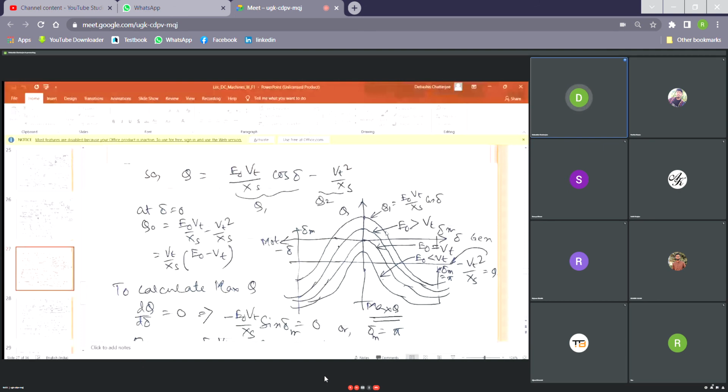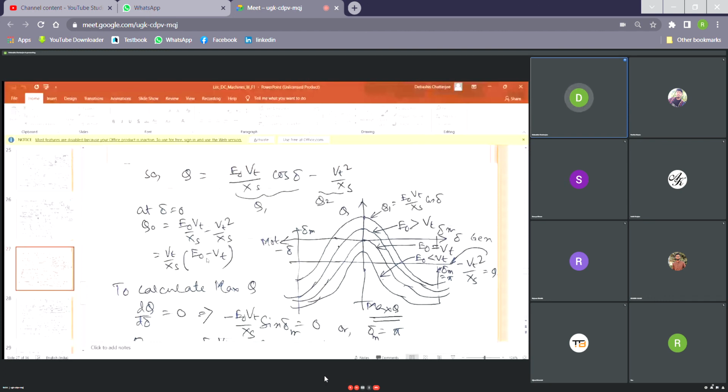That means at delta equal to 0, if you find it, it will be actually E0 VT by XS minus VT square by XS. So VT by XS common now, it will be VT by XS into E0 minus VT. Again, similar situation. Normal excitation E0 equal to VT, the resultant will be 0. That means the curve will pass from the origin. That means E0 equal to VT, the third plot shown, for both plus delta and minus delta. That means generating and motoring.